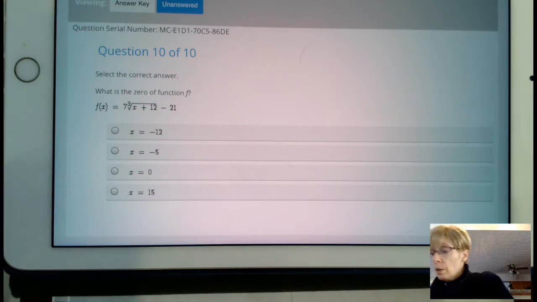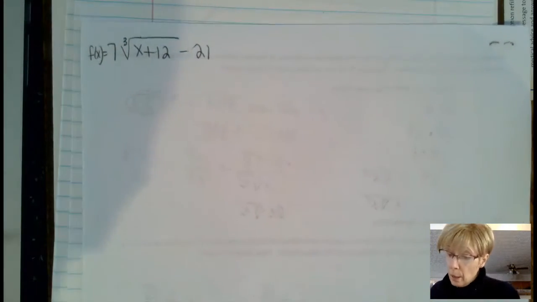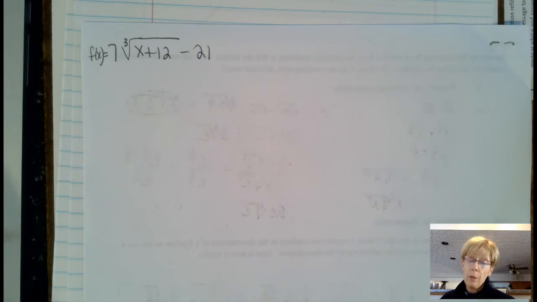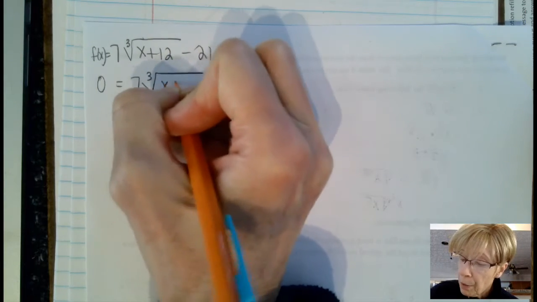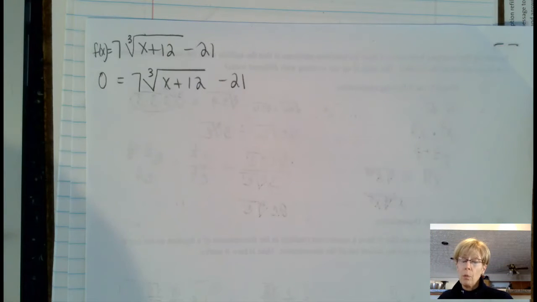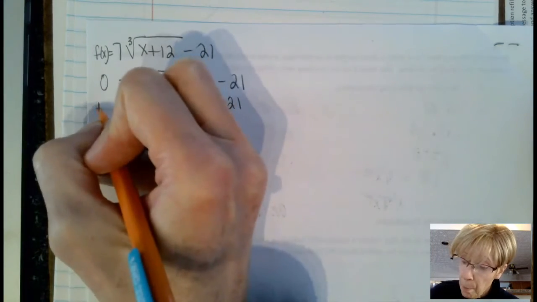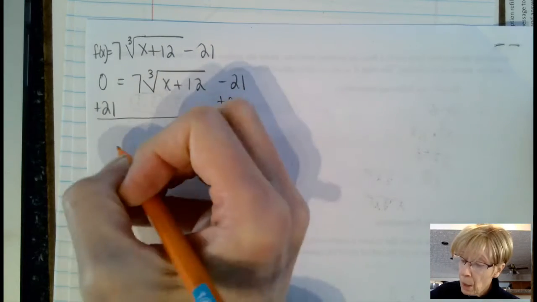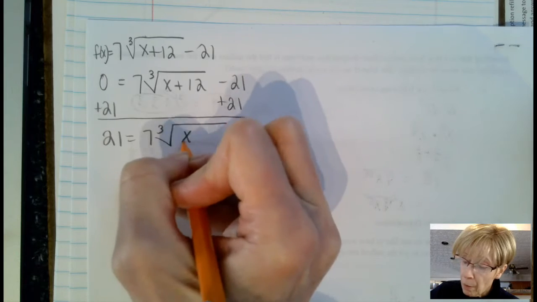And as I pull my iPad away here, f of x equals 7 times the cube root of x plus 12 minus 21. Instead of writing f of x, I'm going to put 0 equals 7 times the cube root of x plus 12 minus 21. Well, remember we need to isolate the root, so this time it's going to be the cube root. So I'll start by adding the 21 over to the other side. And we get 21 equals 7 times the cube root of x plus 12.